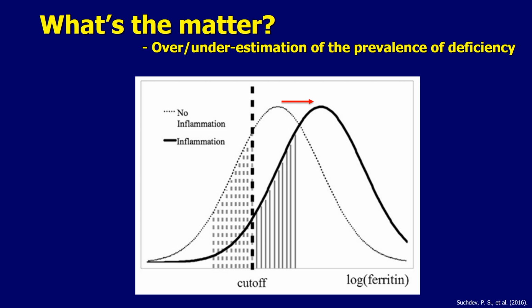In such a scenario, the area shaded with solid lines represents the portion of the population misclassified as having sufficient iron stores while experiencing inflammation. These individuals would be correctly identified as having insufficient iron stores and fall in the dashed line shaded area if ferritin samples were taken when the population was not experiencing inflammation.